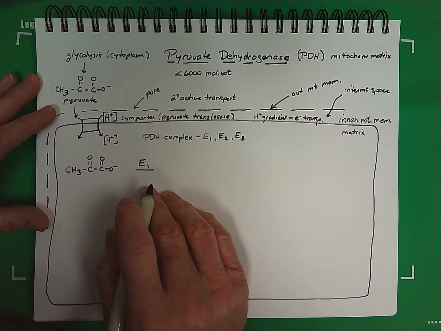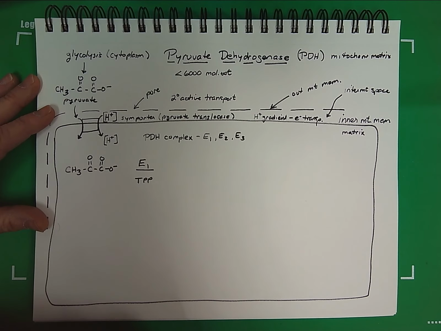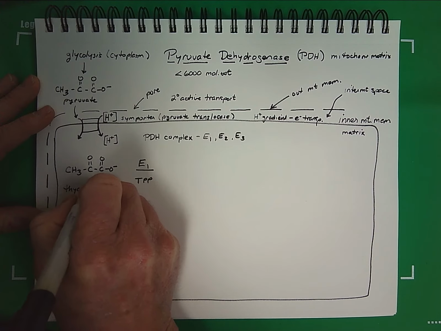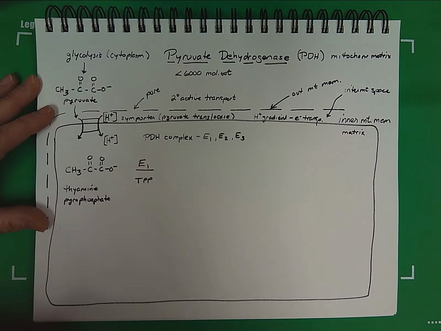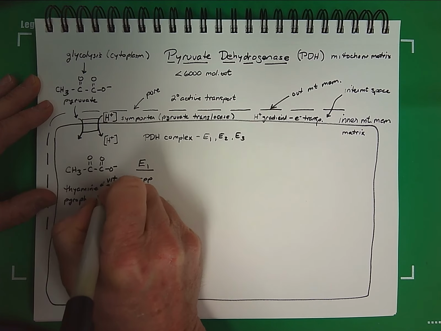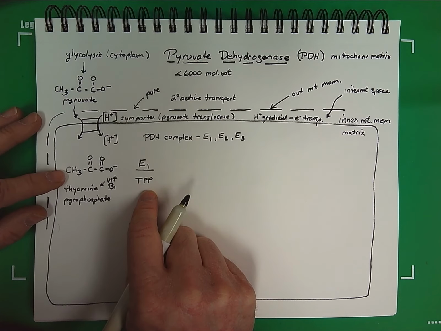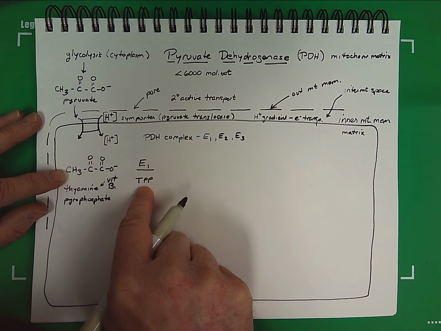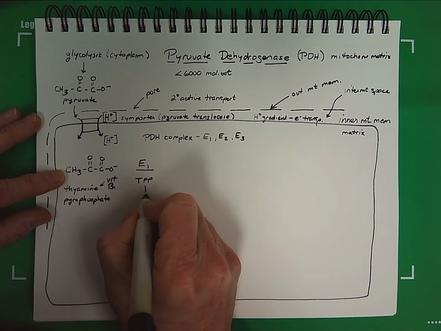This particular enzyme has bound to it a cofactor called TPP. TPP stands for thiamine pyrophosphate. This originates from a vitamin. So thiamine, recall, is vitamin B1. So the first step in the reaction is that we are going to transfer a portion of the pyruvate molecule to be covalently bound to the thiamine pyrophosphate, the TPP. And in doing so, we will be generating a CO2.